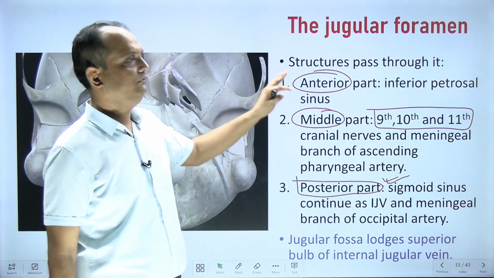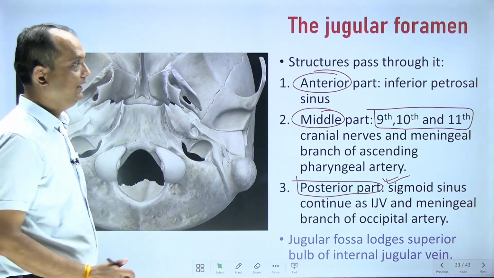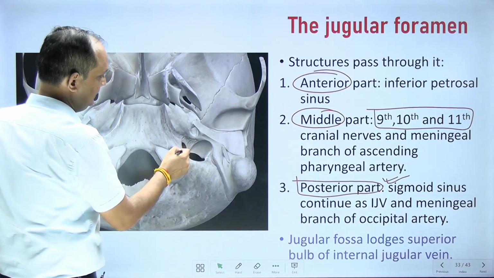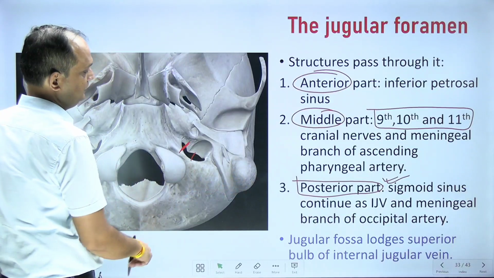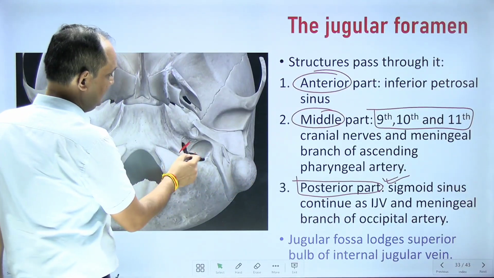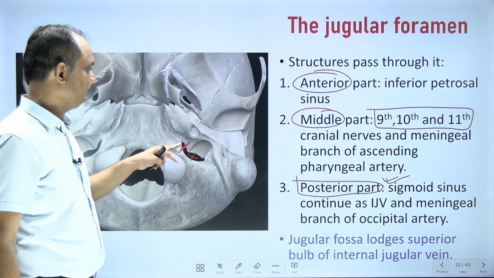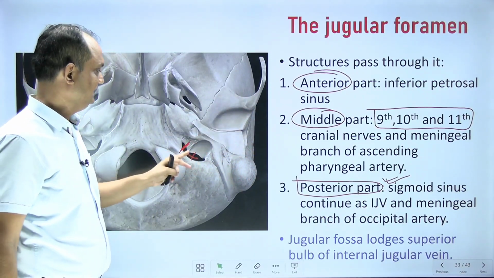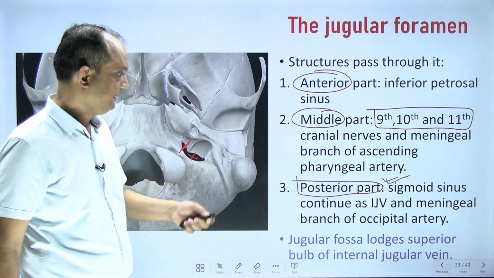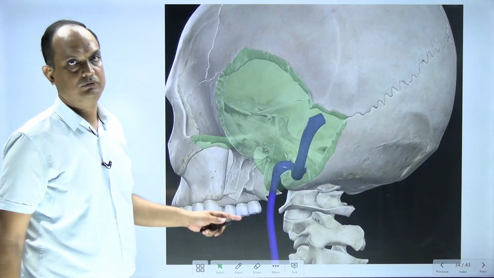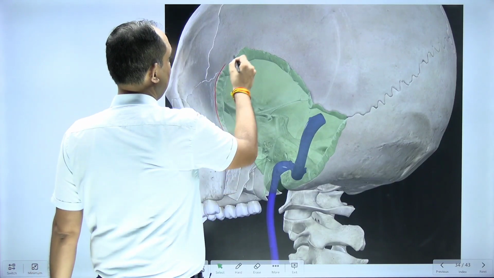So the first thing you have to understand is that this whole area has been divided into three parts: the anterior part, then the middle part and the posterior part. So in these three areas you have three contents. First is the inferior petrosal sinus, then you will have the 9th, 10th, 11th cranial nerves, and here you will have the internal jugular vein.